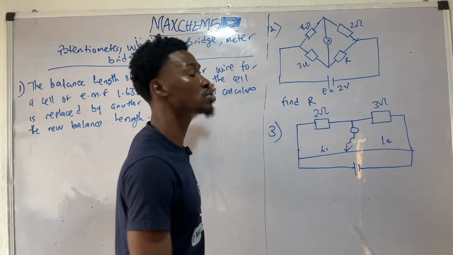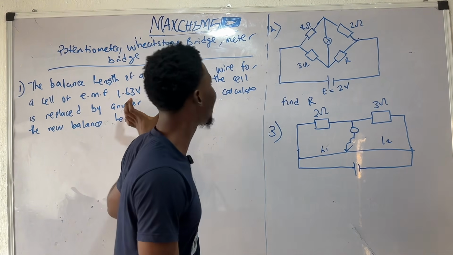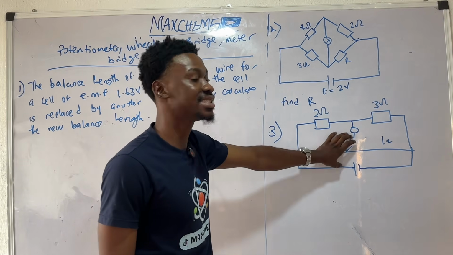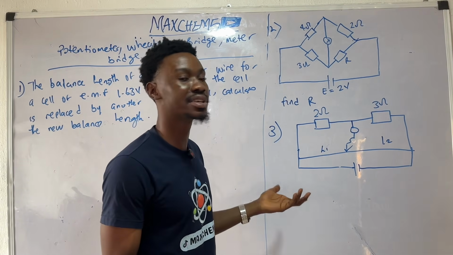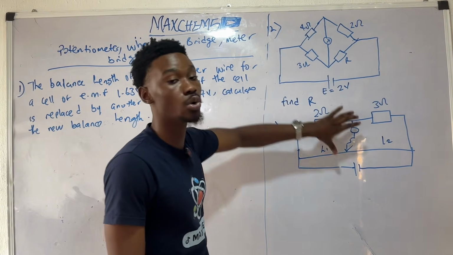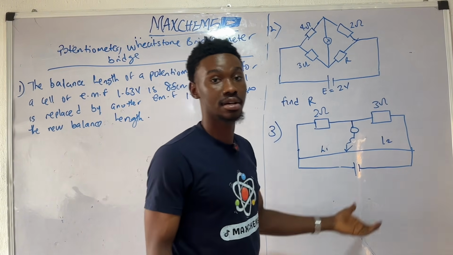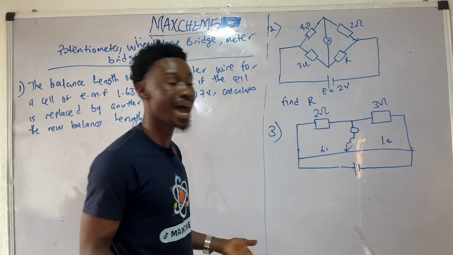The meter bridge is also quite similar, but it's a more practical case of the Wheatstone Bridge. So the meter bridge is a more modified and practical case of the Wheatstone Bridge. It is also used to measure the resistance of a substance or a wire.